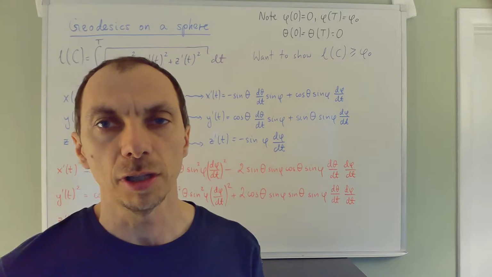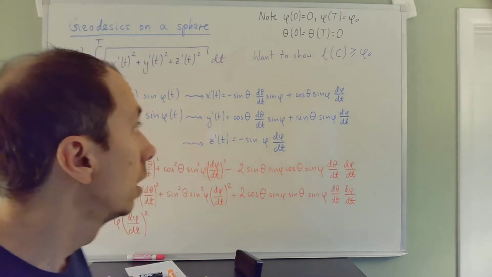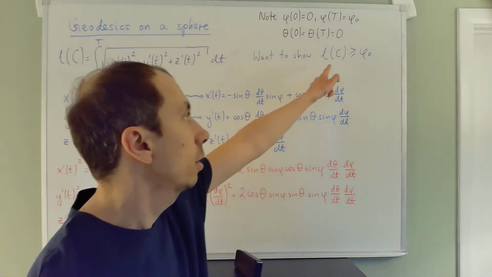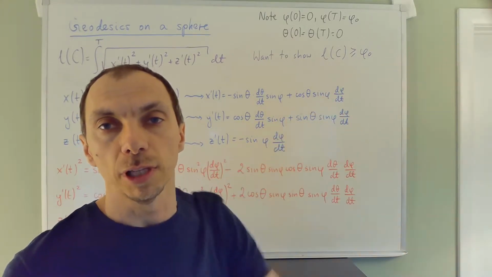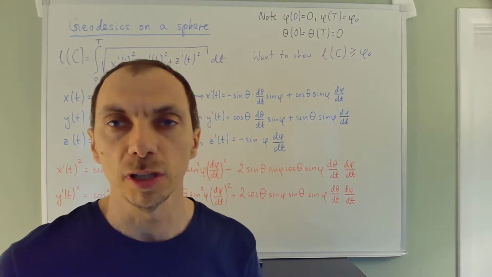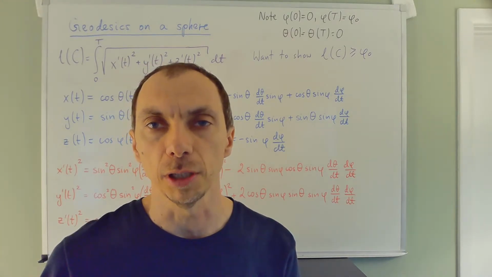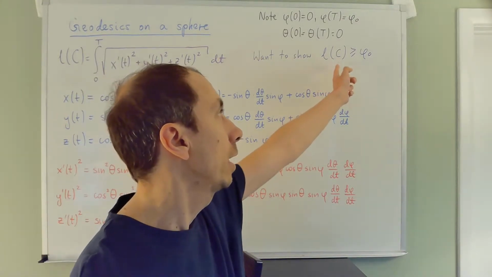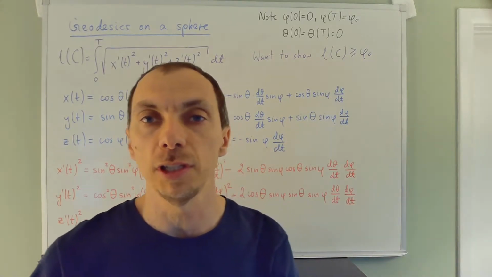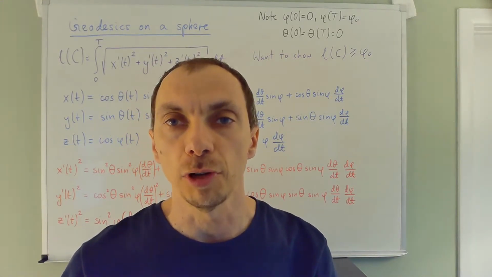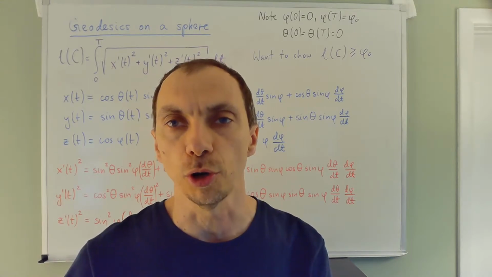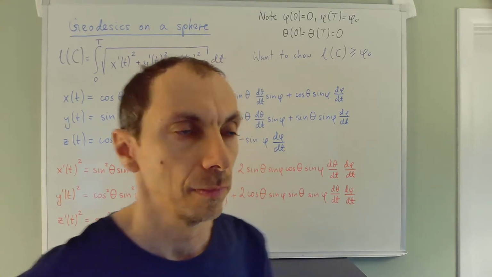And we wanted to calculate the length of that curve C, and we wanted to show that the length of that curve is greater than or equal to phi0. Phi0 was the length of the arc of the great circle that connected the points P and Q. So if we show that the length of that curve is greater than or equal to phi0, that means that the arc of the great circle was the shortest possible curve joining P and Q.